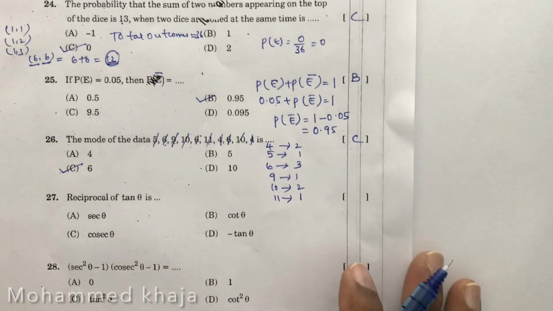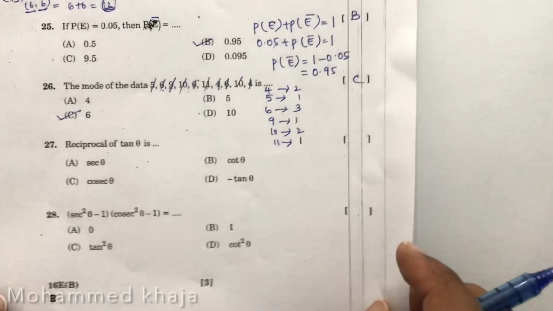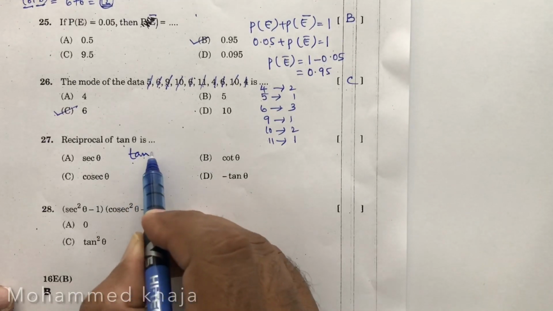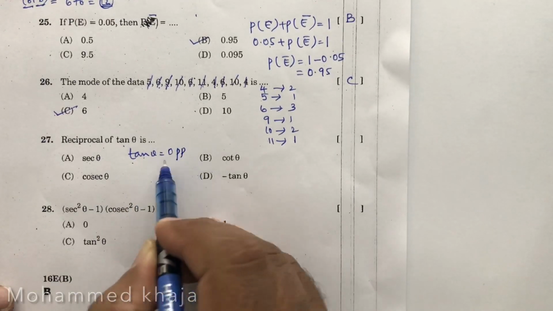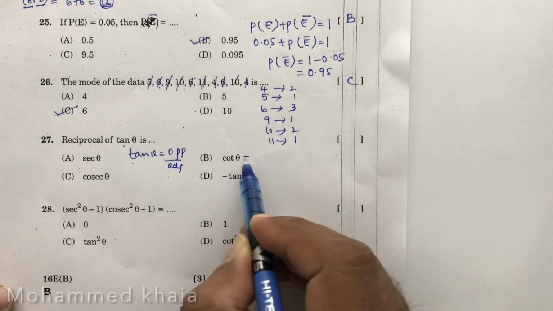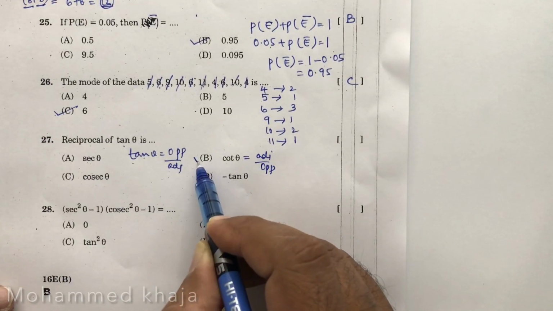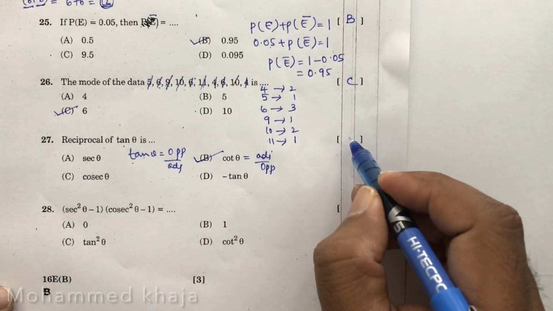Correct option is C. Reciprocal of tan theta. The reciprocal of tan is cot, because tan theta is opposite by adjacent, whereas cot theta is adjacent by opposite. So the reciprocal of tan is cot.